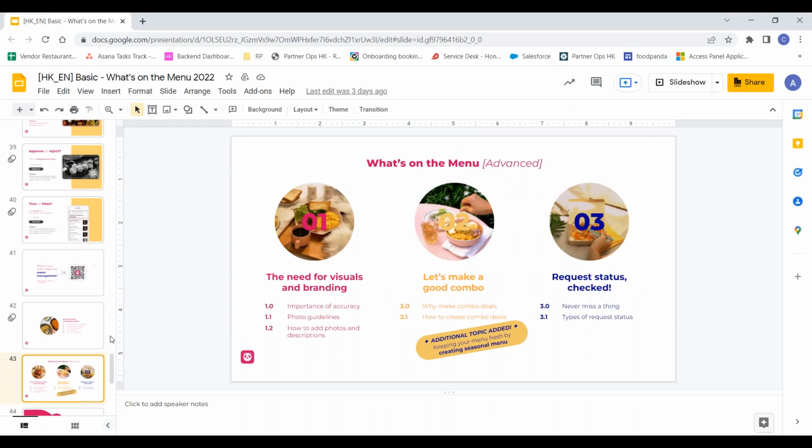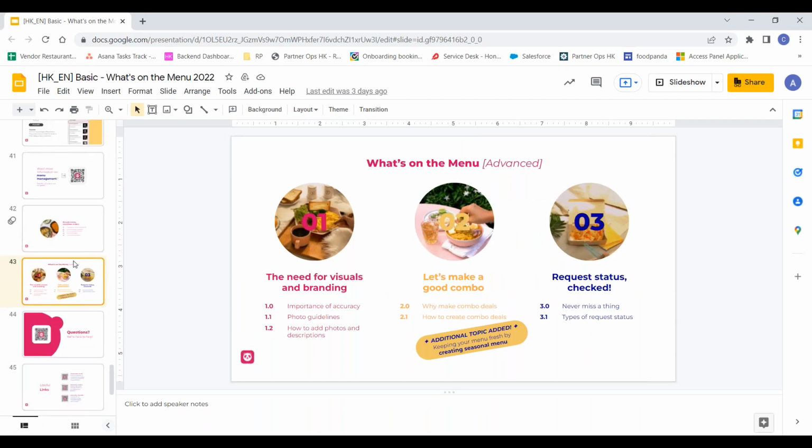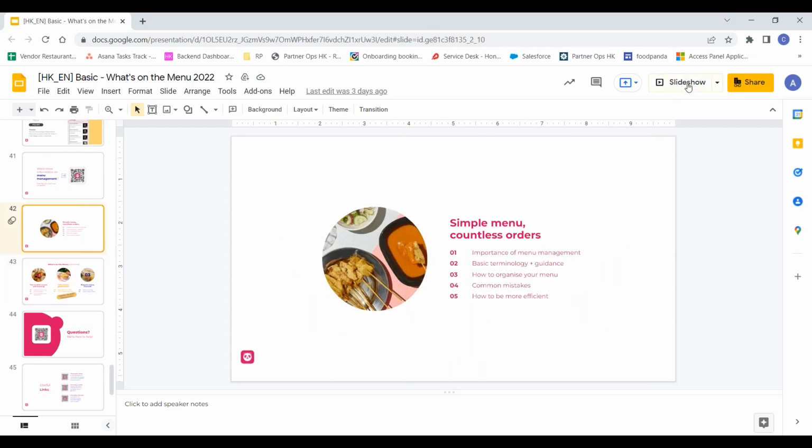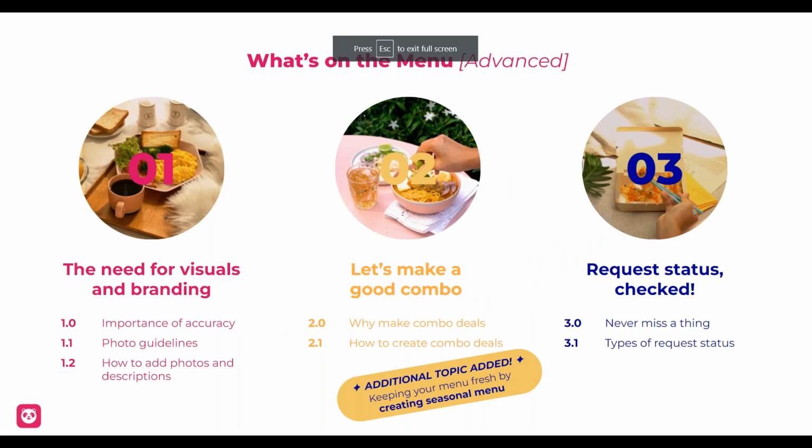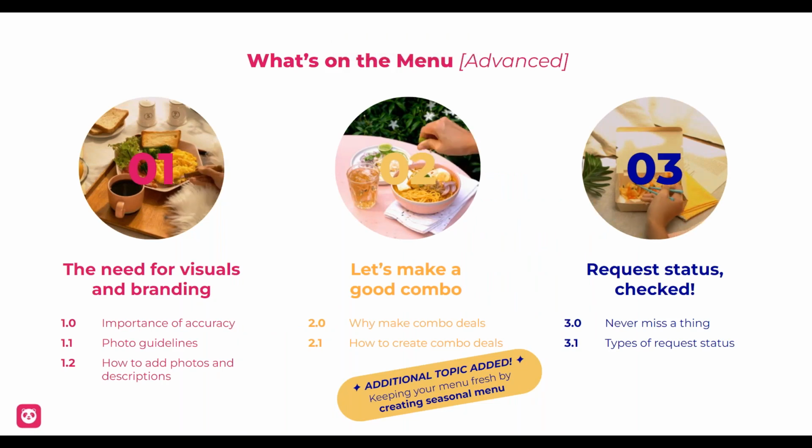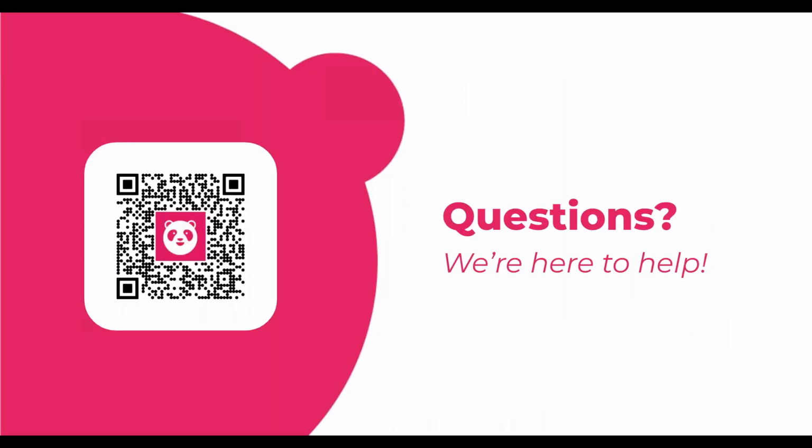And at the same time, we can have a brief sneak peek into the next advanced webinar that we have. We'll be looking at the needs for visual and branding, making a good combo, and checking request status. If you have questions, we're here to help, and also you can scan the left QR code as well.